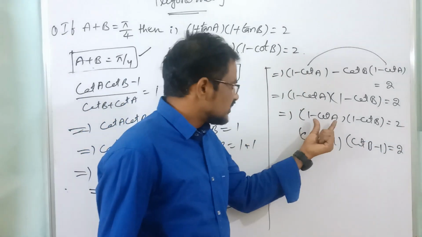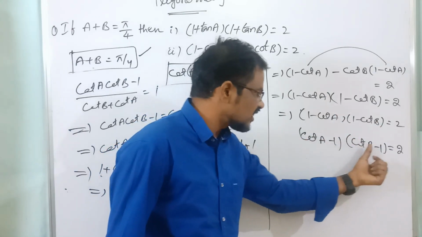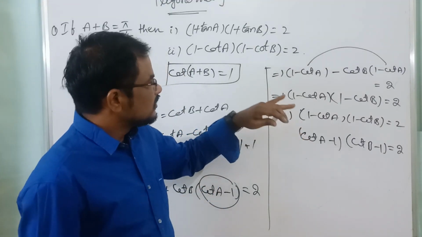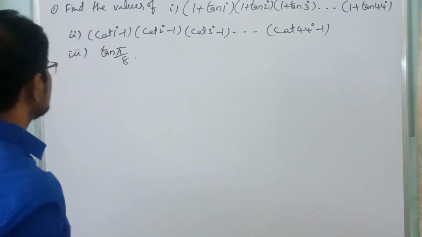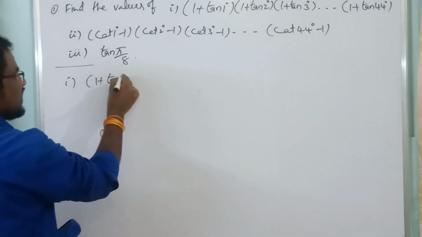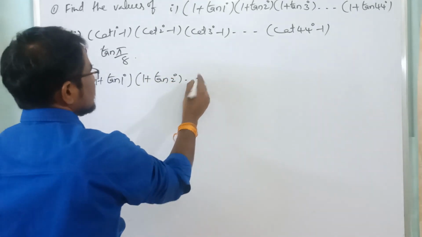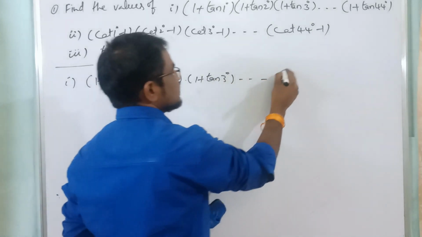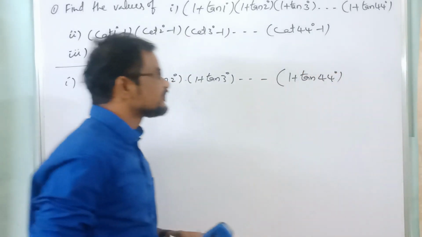Right? If you take minus common, here minus common, minus or minus plus, means cot A minus 1, cot B minus 1 is also 2. Right? So we will do one problem based on this one. See this problem. Here what they have given: first one, 1 plus tan 1 degree, 1 plus tan 2 degrees, 1 plus tan 3 degrees, etc., so on, 1 plus tan 44 degrees, right?